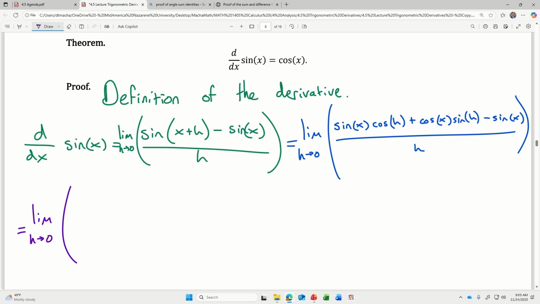I'm going to take the first term and the third term in the numerator and factor out sine of x, because they have the sine of x as a common factor. So let me factor out that sine, and I can write something like sine of x times cosine of h minus 1 over h plus the second term in the numerator, cosine of x sine of h, divided by h.